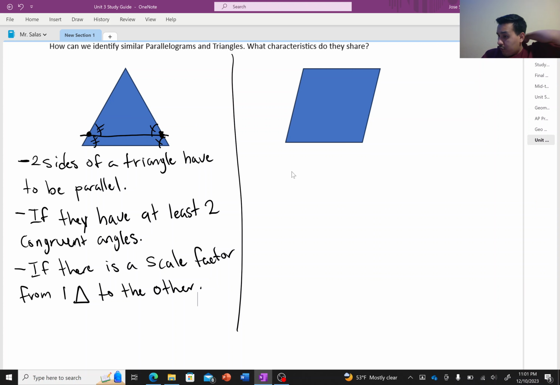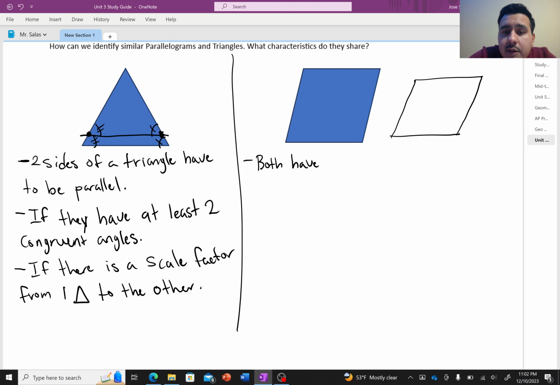Okay? So now, for parallelograms, let's pretend I have another parallelogram right here. Right, but I'll make this one a little bit smaller, so that way we can say that they are similar, right? So first of all, they both have to have two sets of parallel lines.